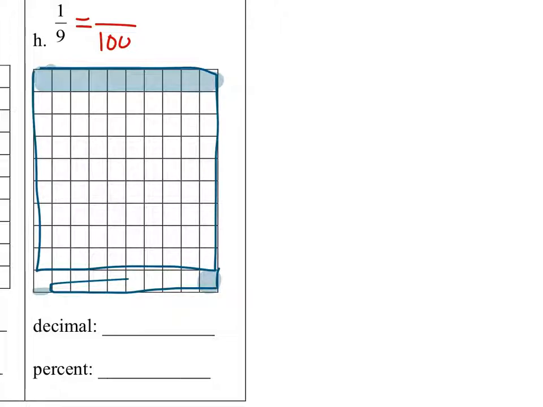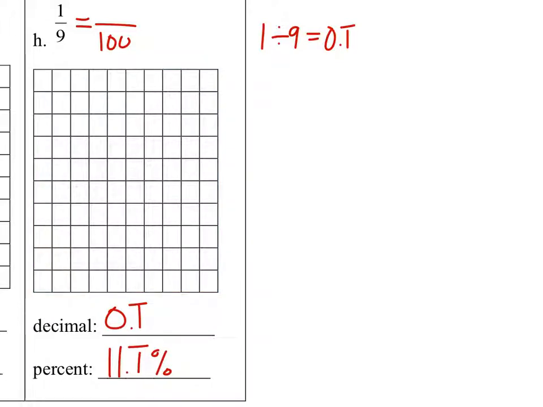Now that doesn't have to make a lot of sense, but we should be able to find the decimal on these. So that would be 1 divided by 9, which should give us 0.1 repeating. So 0.1 repeat. The percent would be 11.1 repeating percent. So let's look at these. We got 0.1 repeating, that's 11.1%, which means I need to fill in 11 of these boxes.